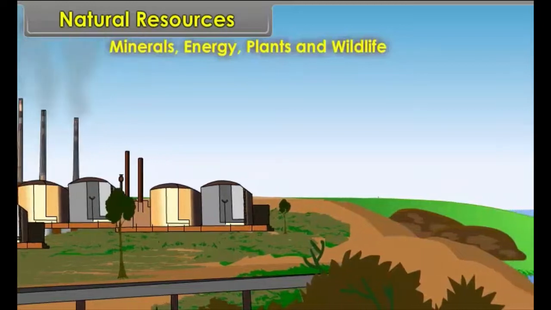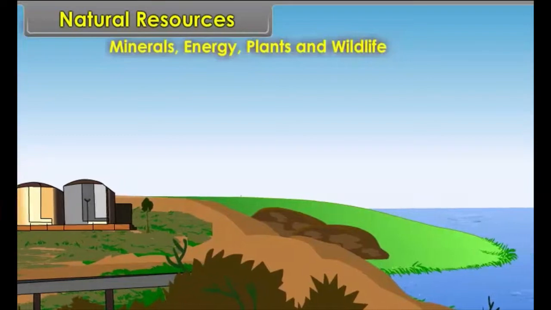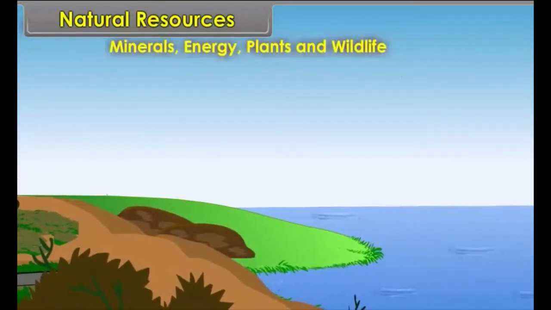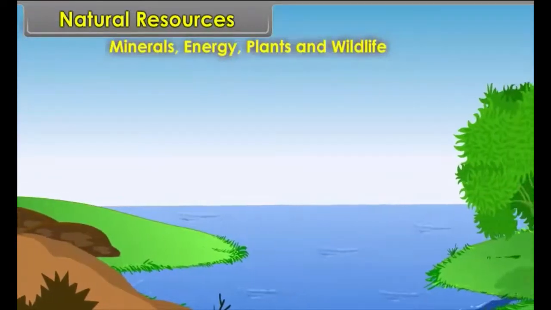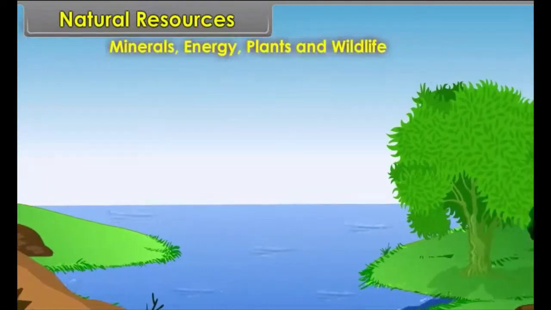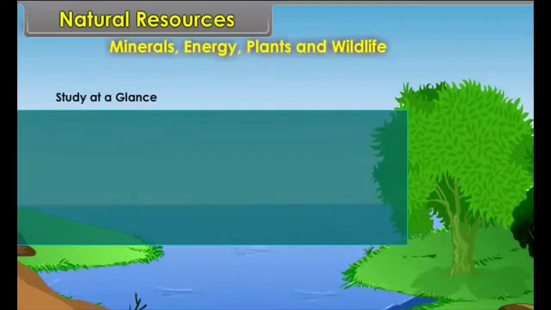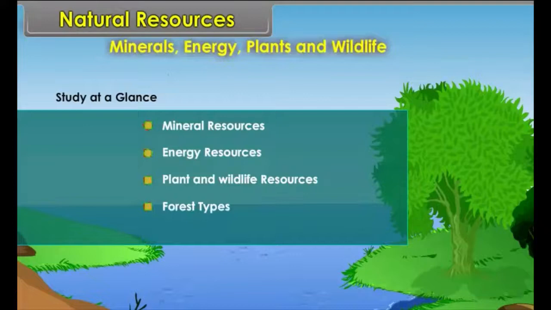The natural growth of all types of plant life is termed natural vegetation. The vegetation of different parts of the world is affected by the amount of sunlight and the amount of rainfall. Study at a glance: mineral resources, energy resources, plant and wildlife resources, forest types and wildlife resources.